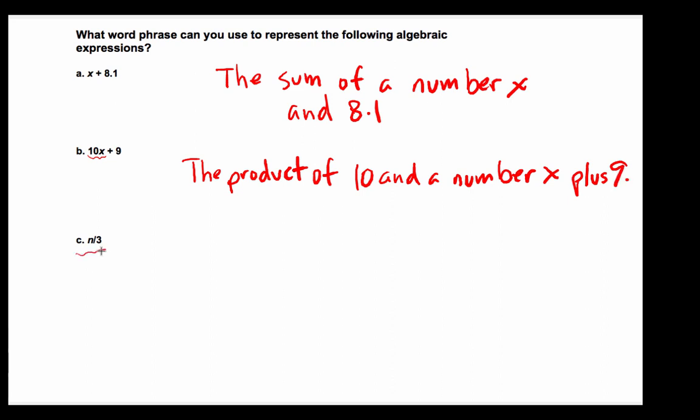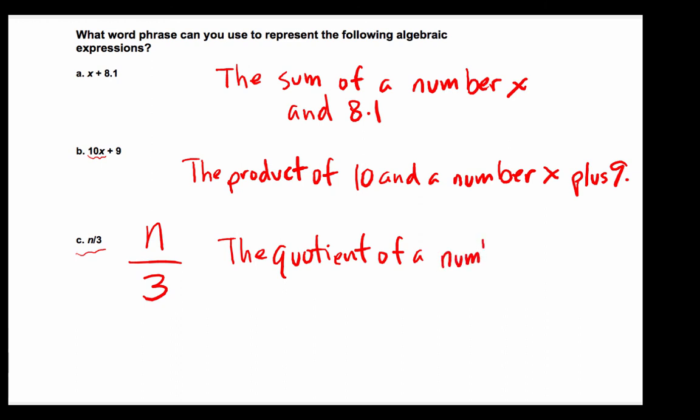Part C here, I couldn't type it in with stacked fractions, so when you see n/3, we know that it's n divided by 3, the fraction n over 3. So when we see this, we know that we're talking about division. So what we've got is the quotient of a number n and 3.